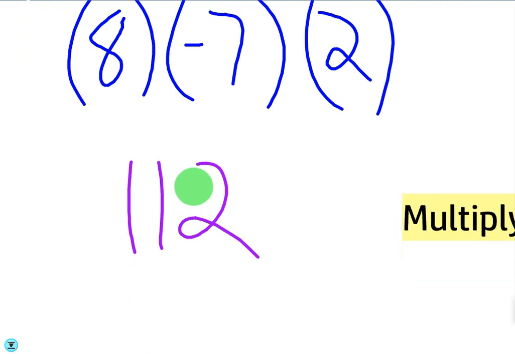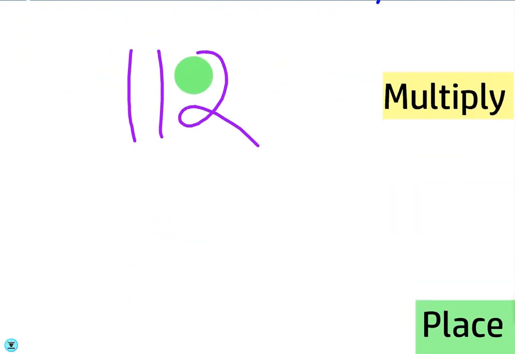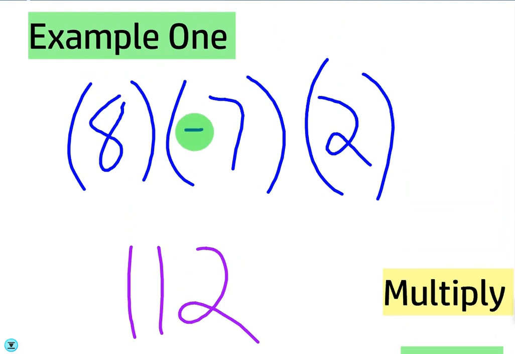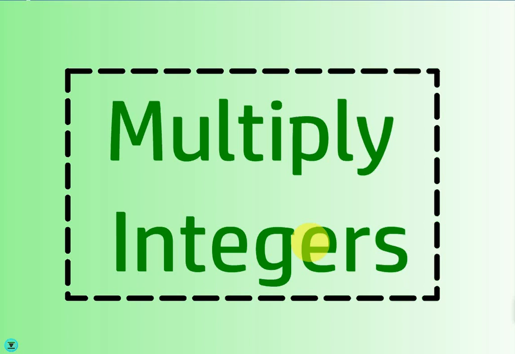That's our first step, which is multiply. Then we will go ahead and place the positive or negative sign. And in this case, since there's only one negative, that's an odd number, we know the final answer is going to be negative. So that's it for multiplying positives and negatives together, or multiplying integers.